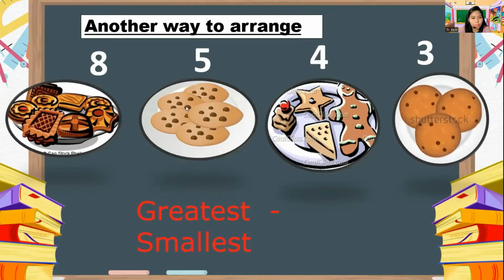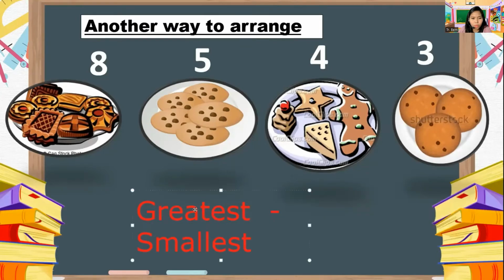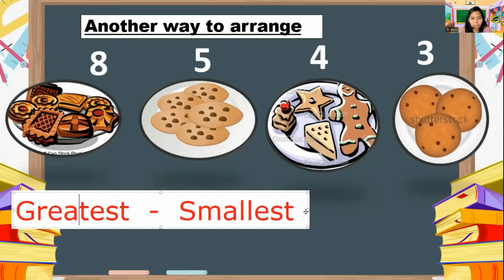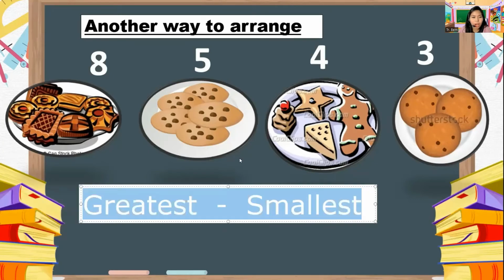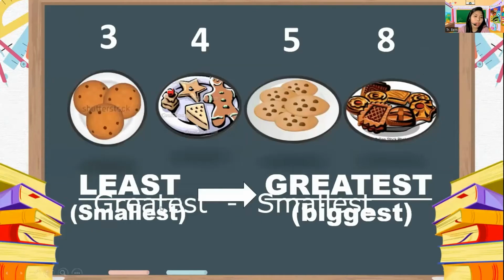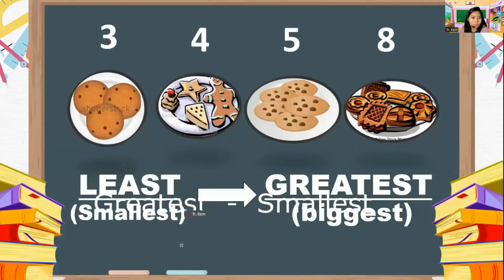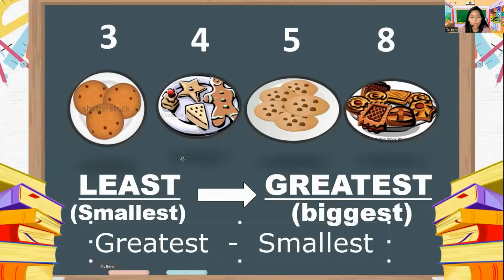I hope you can see my screen. All right. Okay, there you go. So again, kids, another way of arranging the sets is from greatest to smallest. Okay po? And earlier, don't forget, we have here from least to greatest. But this one, another way of arranging the set is from greatest to smallest.